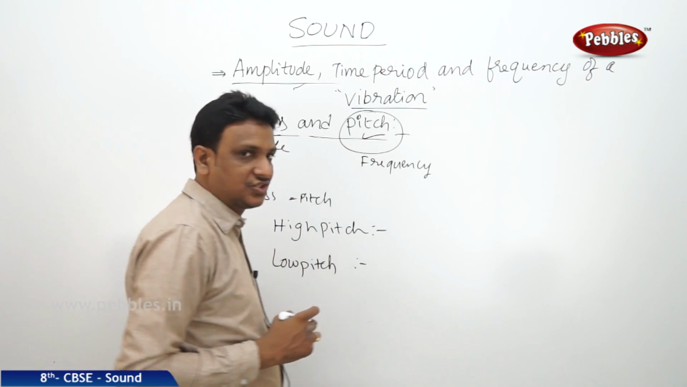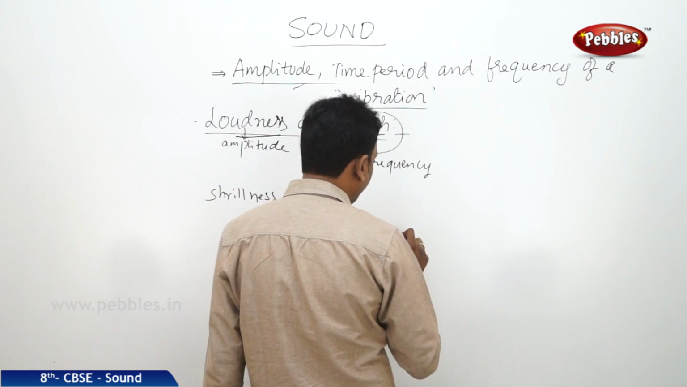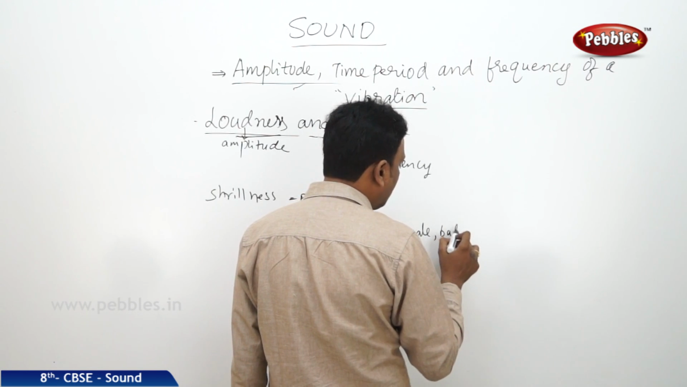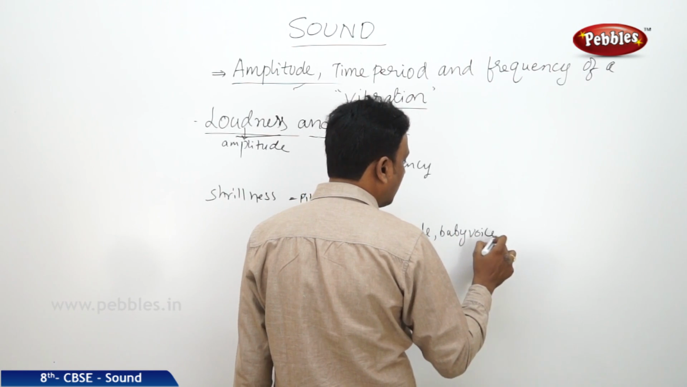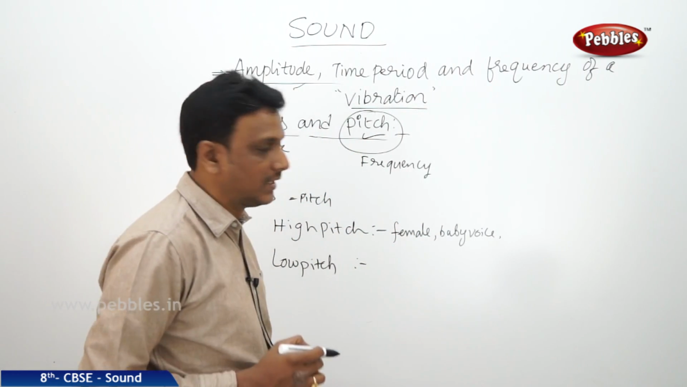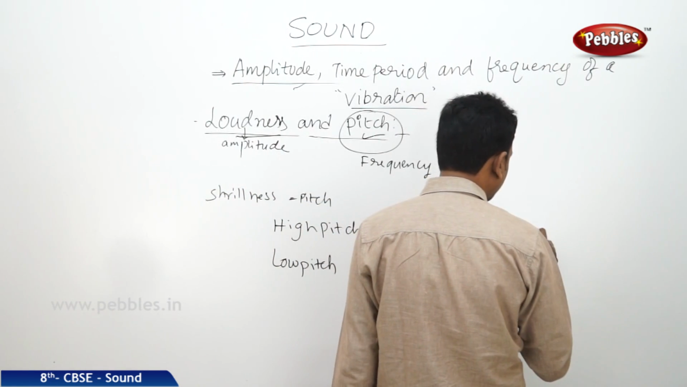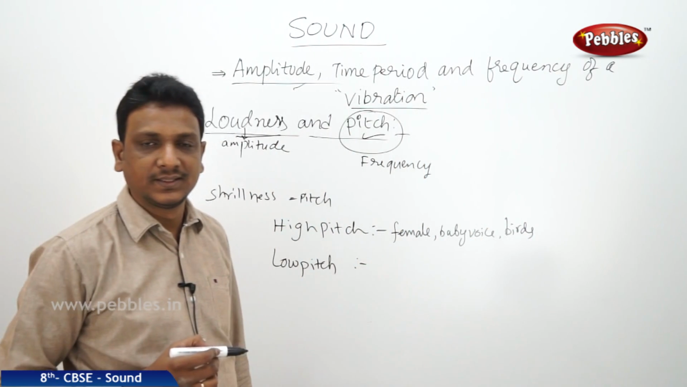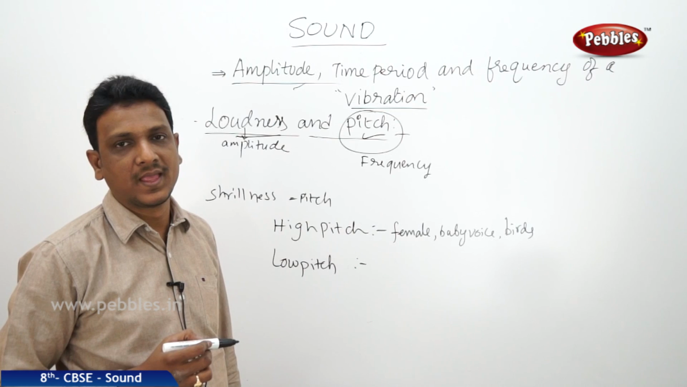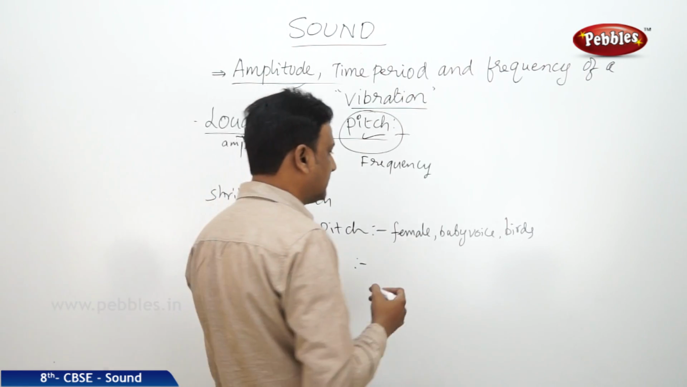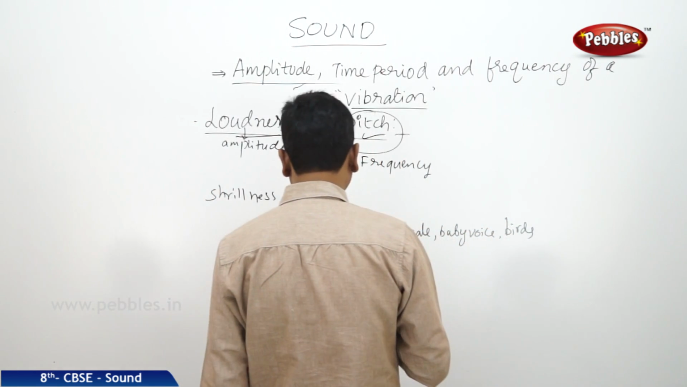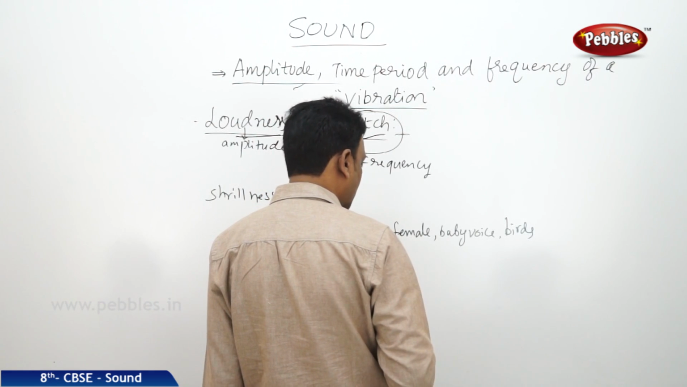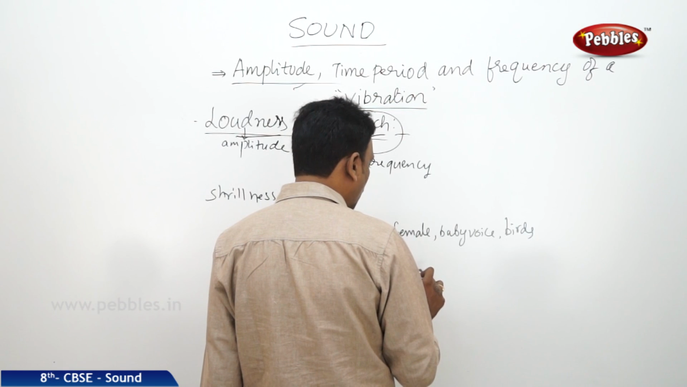So what are the high pitch sounds? Female voice, lady voice, baby voice, baby's cry, and birds, they give a squeaking sound. Birds squeak. That is the high pitch sound, right? Chirping, that is the high pitch sound. Whereas the low pitch sounds, you can see, are the male voice and lion roar.